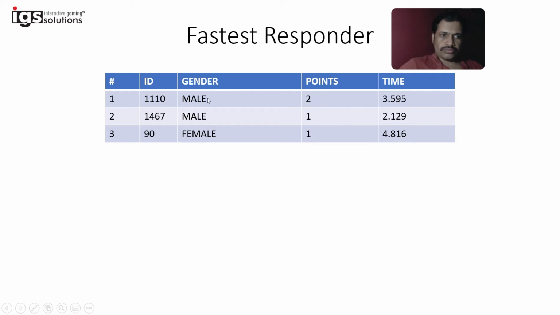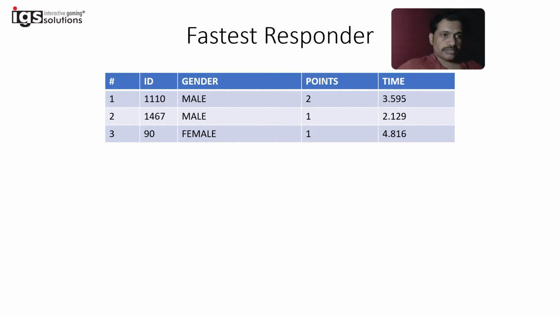Now 2 male, 1 female. What happens now is this is a normal whoever is the fastest one. Suppose we want to get an answer based on gender: among males who is the top, among females who is the top.